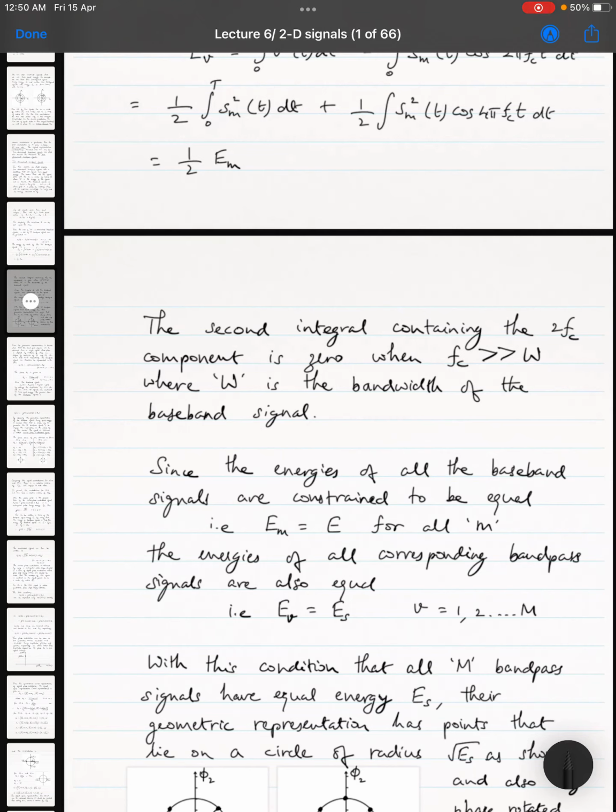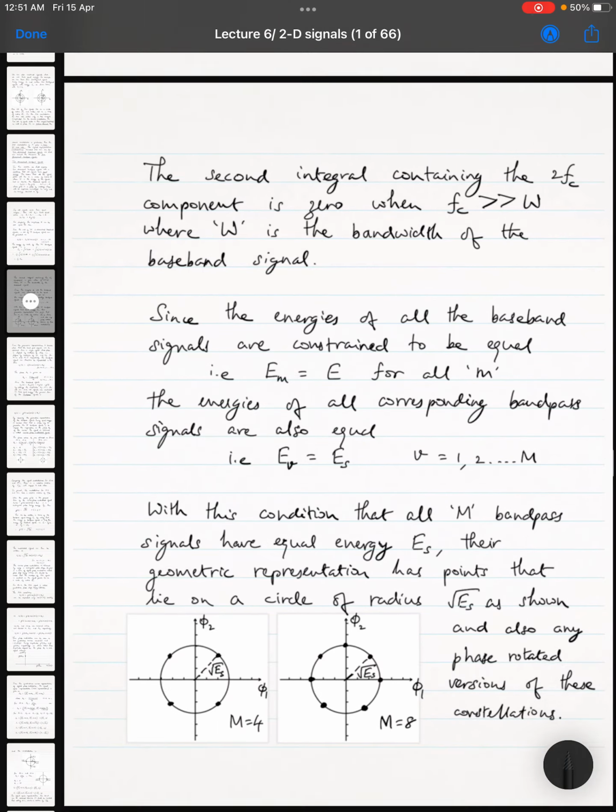Okay, so now since we choose all the baseband signals Sm to have the same energy, which we'll call E, the corresponding bandpass signals Vm also will have the same energies, right? Because each of the baseband signals is having the same energy. So after modulation, that is multiplying with the sinusoidal function of frequency fc, all the bandpass signals will also have the same energy, okay, which we will simply denote as Es for our purposes for now.